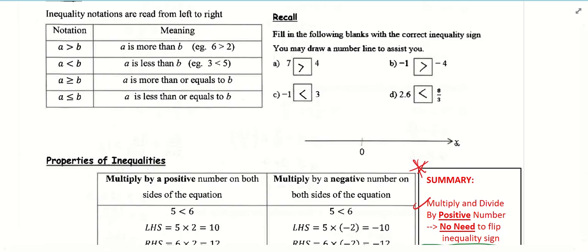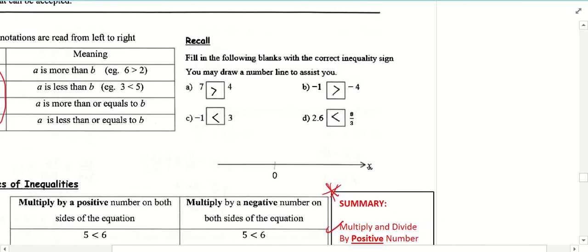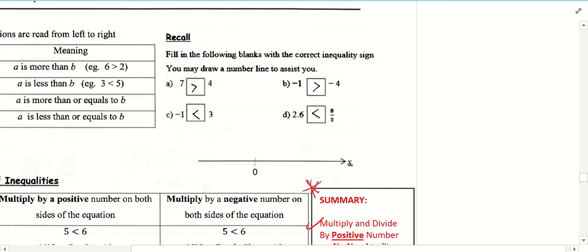We have the four inequality signs that we are familiar with, and we are familiar with how they are used with numbers. For instance, 7 is greater than 4. We can also write 7 is greater than or equal to 4, because it is greater than 4. No problem about it, but usually people just write greater than 4.